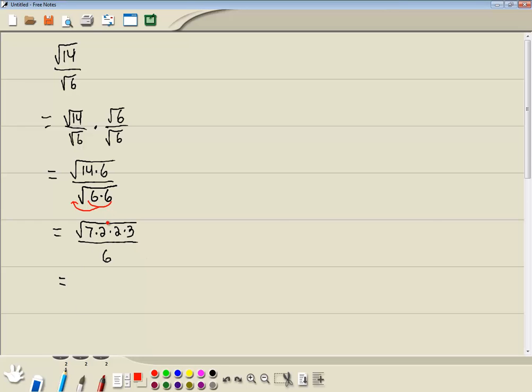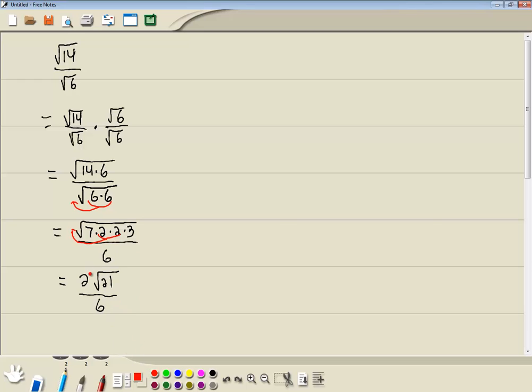Now back up on top, we're looking for pairs of something. Here's a pair of 2's. They're going to come out in front as a single 2. And we're left with a 7 and a 3 inside. And since we don't have a pair of them, we don't have two 7's or two 3's, all we do is multiply those together. So 7 times 3 is 21.